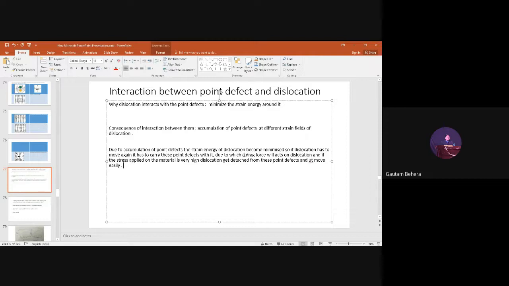So can you finally conclude? Anybody want to conclude this one? Let me see who can conclude this one. This is the end of today's topic. So the question is, what is the main mechanism of strengthening of a steel by solid solution strengthening or by point defects? If there is such a question, how can you explain it? I want an answer from you yourself. Just tell me. How can you increase the strength of a material by adding solute atoms?